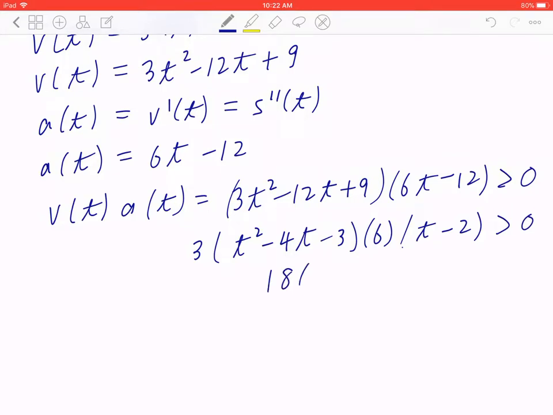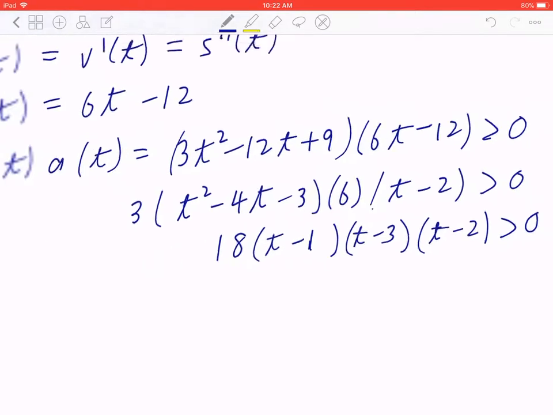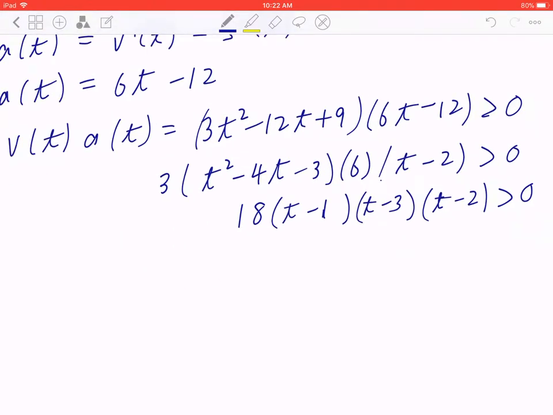3 times 6 is going to give you 18. If you factor t squared minus 4t plus 3, that's going to be t minus 1, t minus 3. And you can copy t minus 2. Now, when you draw this number line, be mindful that in addition to the anchor points, you always want to include 0 in the number line because time can be negative, so just be mindful of that.